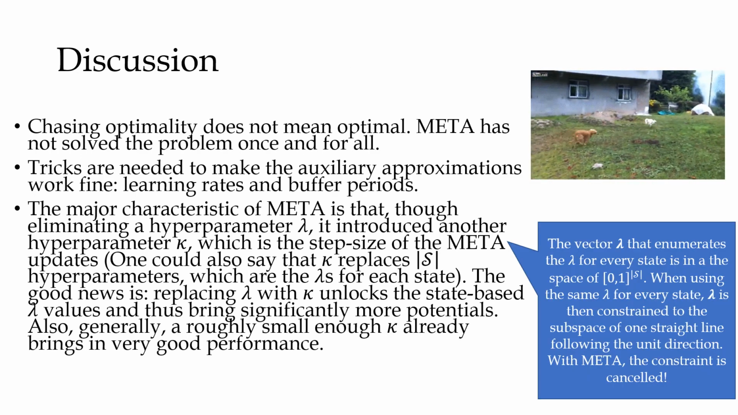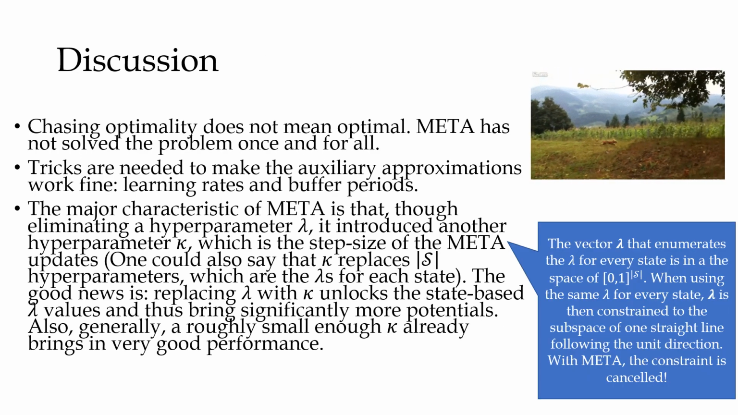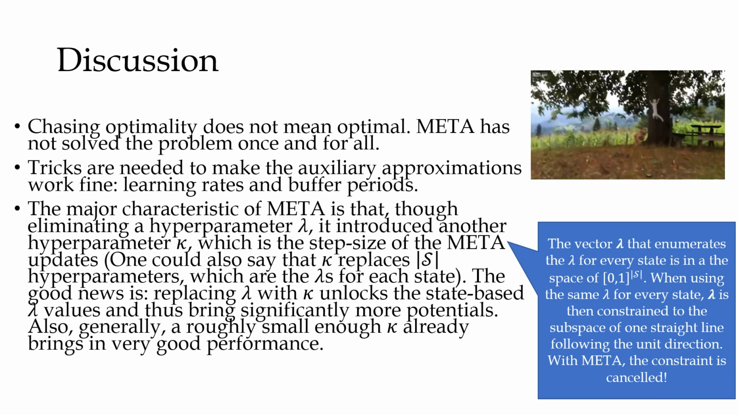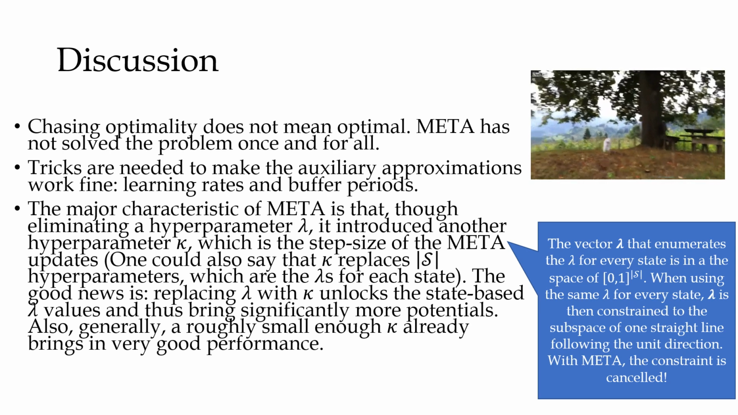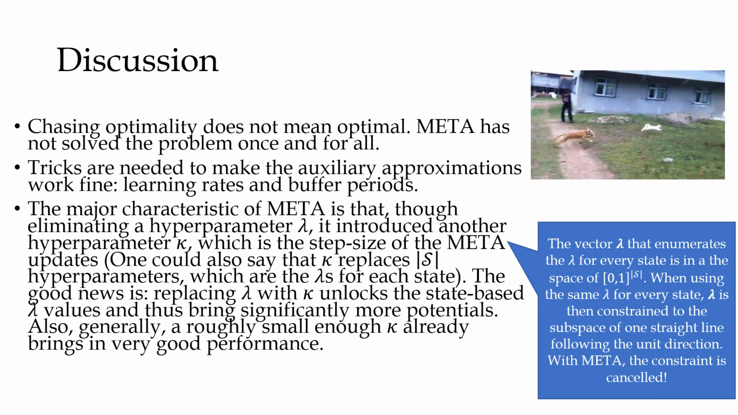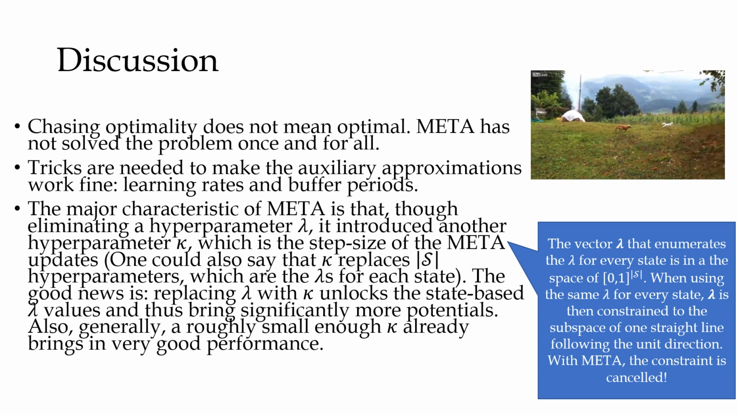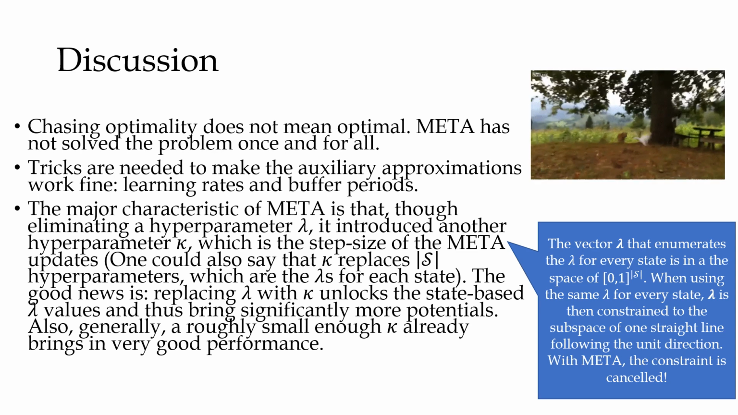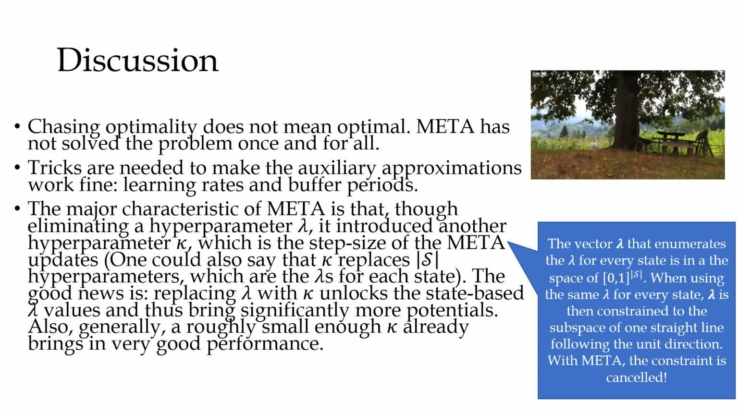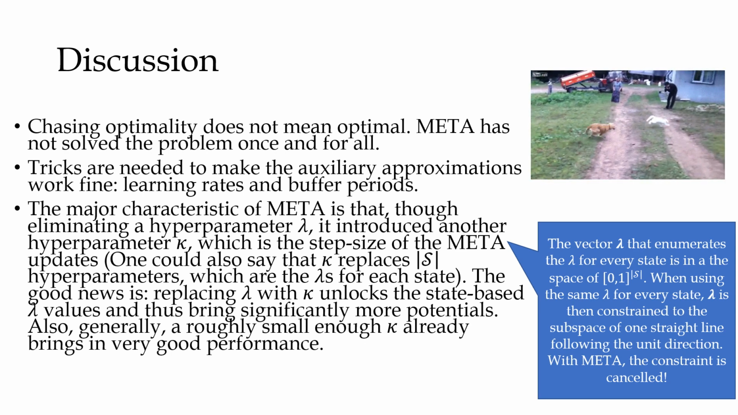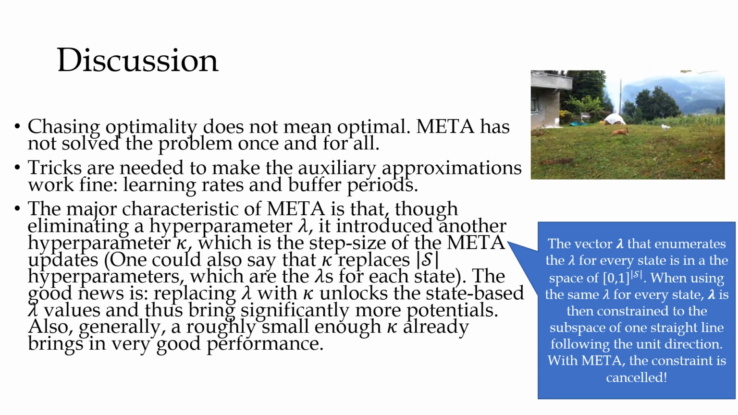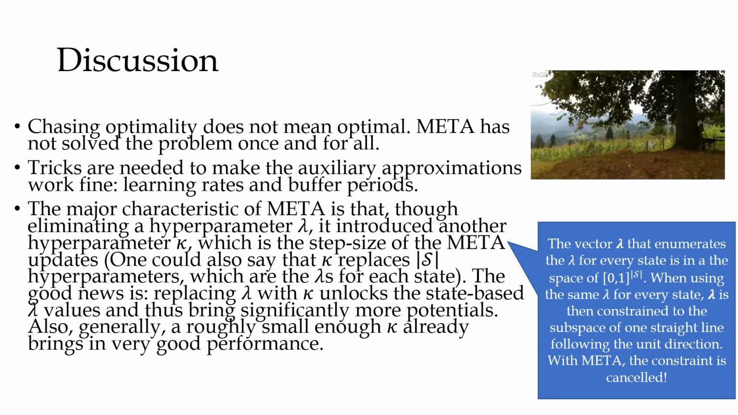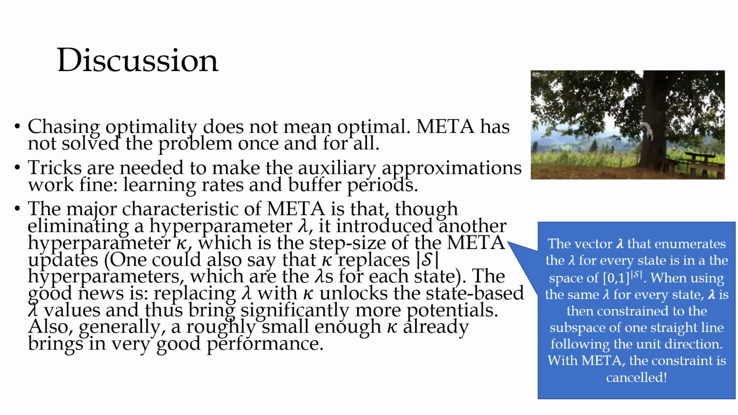Here we provide more insights into the paper. First, the meta updates change the state-based lambdas continuously with some very small step size. This means the quality of the update targets is chasing the optimality all the time. The continuous changes of lambdas also change the optimization landscape. Therefore, there is no guarantee that the algorithm is surely optimal.